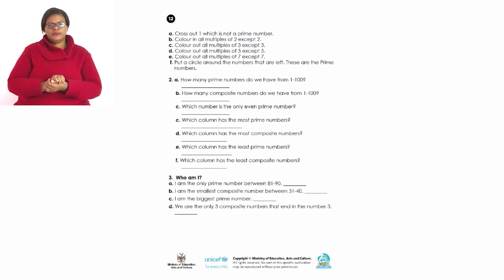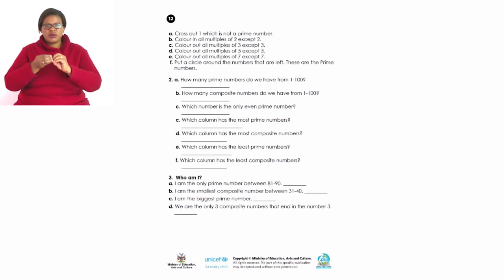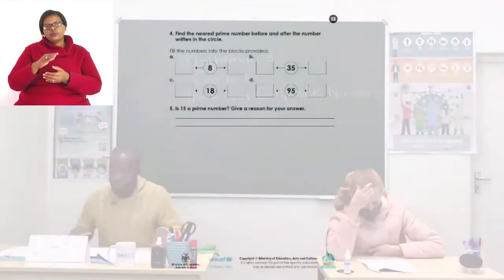And then D is asking for 3 numbers. It says, we are the only 3 composite numbers that end with the number 3. In other words, find those 3 composite numbers that have their unit as 3. In other words, it ends with the number 3. Okay? All right, now let's go to the next page, which is page 13.